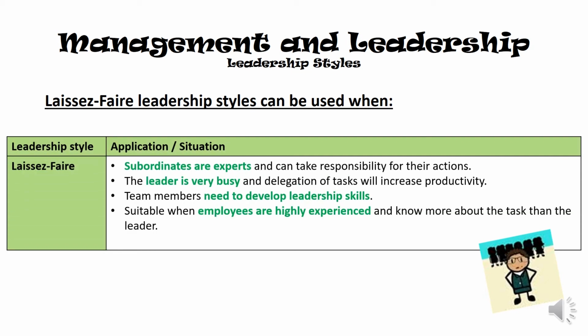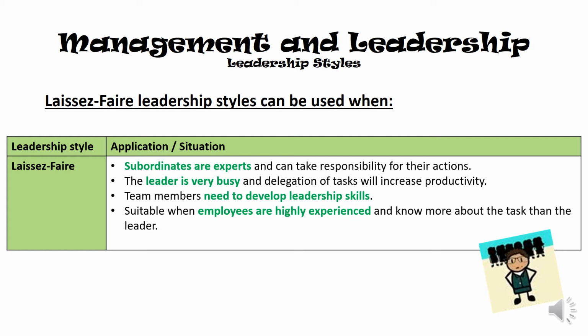If your subordinates or employees are experts and they can take responsibility for their actions. In other words, your subordinates, your employees are 100% trustworthy, they are accountable, and each one takes responsibility for their actions. So in other words, they don't need to be checked up on all the time. Secondly, if the leader is very busy, so the leader doesn't have time to check up on every single person, and by delegating the tasks, that will increase the productivity and the job will get done quicker.